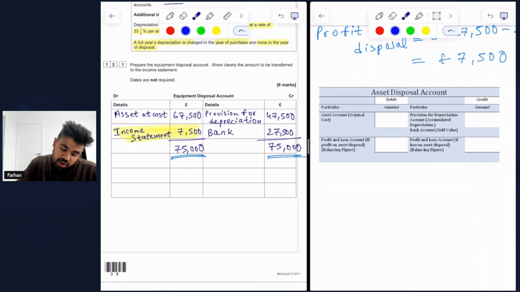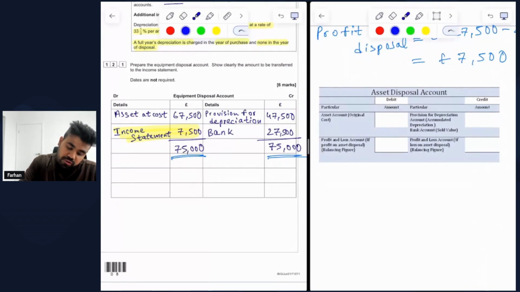So you see that we have on the debit side the asset at original cost, which is what we have done here. So asset at cost, £67,500. You can write equipment at cost. I've just written asset at cost for simplicity. And then on the credit side, you will see that we are showing the total depreciation or the accumulated depreciation or the provision for depreciation for this equipment that we have sold. So I have got a number of £47,500 here. So how did we get that?